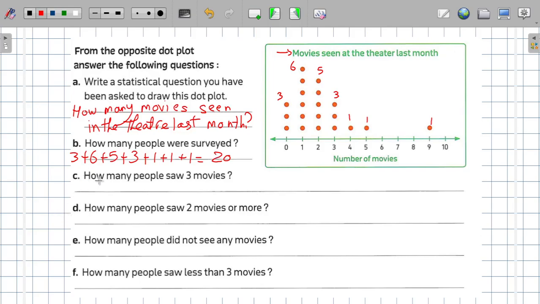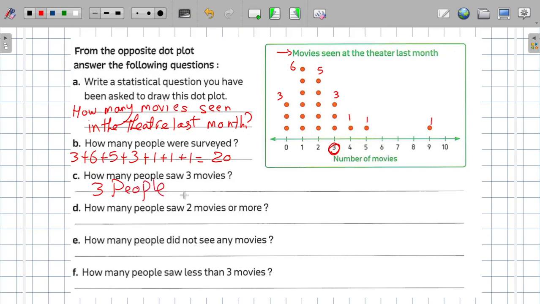Next, how many people saw 3 movies? So I will go to number 3. Here, I have 3 people or 3 dots above the number 3. So I can say the number of people here is 3 people.